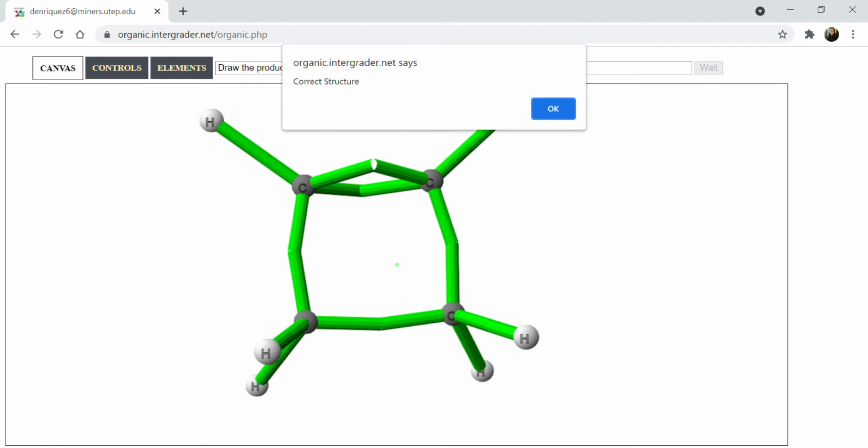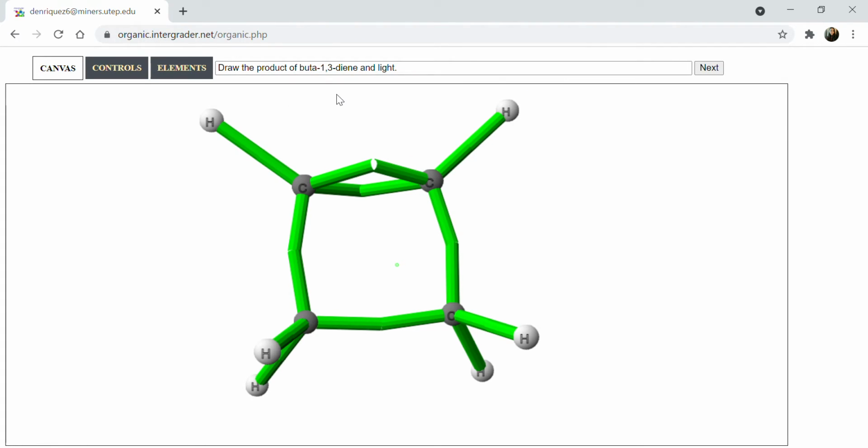Okay, so yeah, with heat, I know when you have the butadiene, you wanna just leave it like that because you really don't want the 4-member ring. But with light, it's a little bit different.